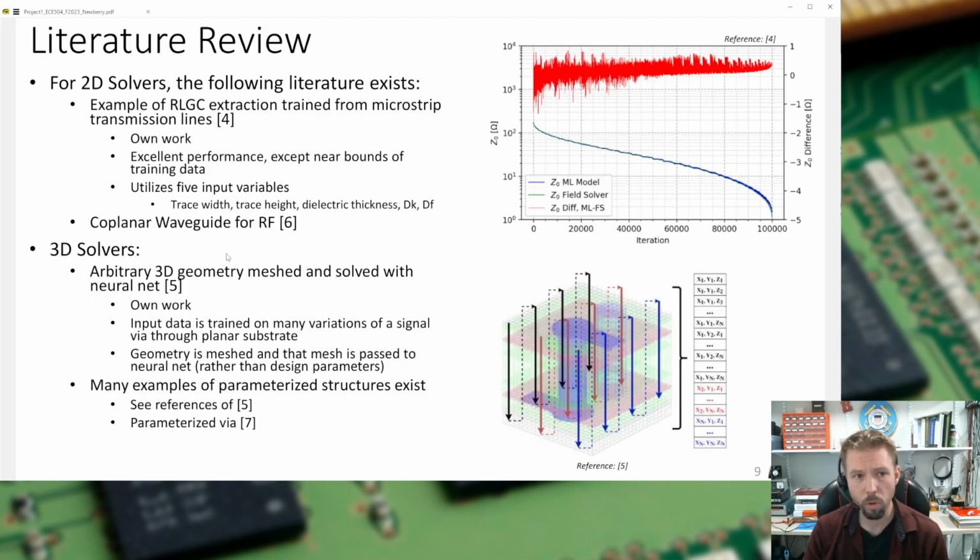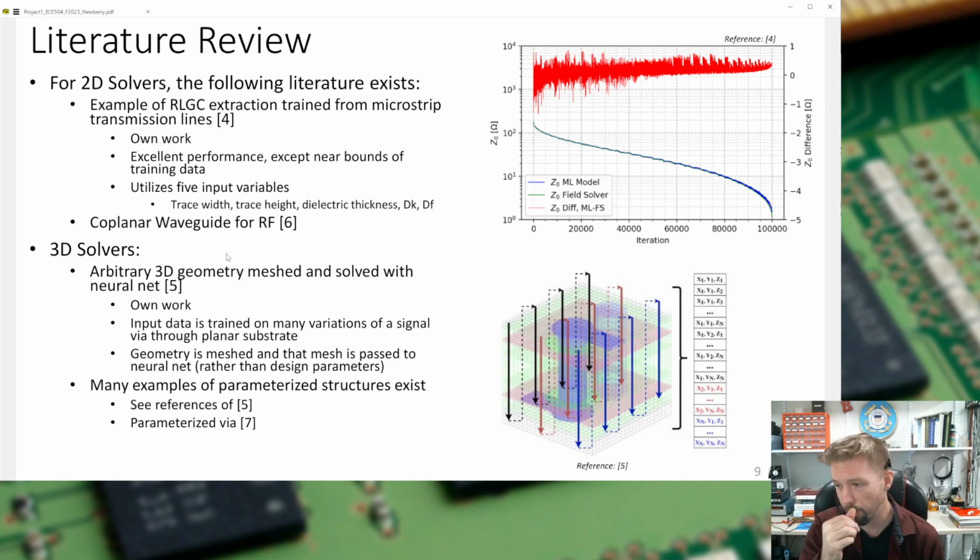A little bit more literature review, like I was saying, 2D solvers. I have my own work here. The plot on the right, on the top, is a comparison of characteristic impedance calculated from a field solver versus a machine learning model. That's the blue and the green curves, and they overlay pretty well for that example.